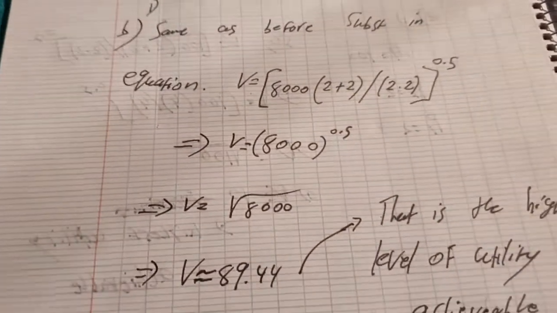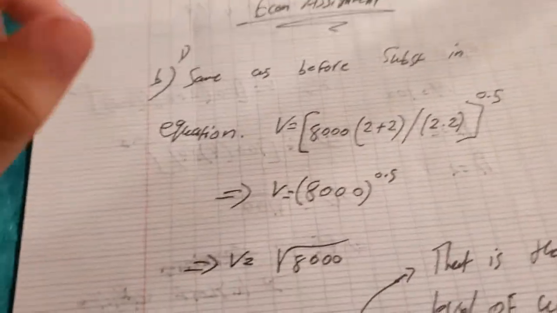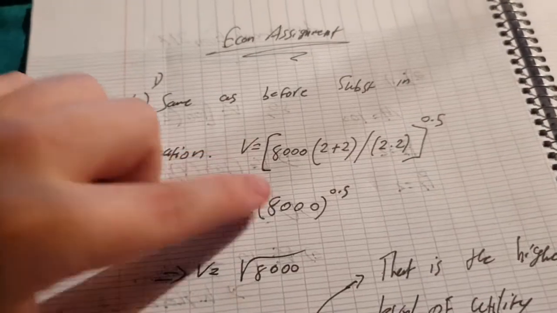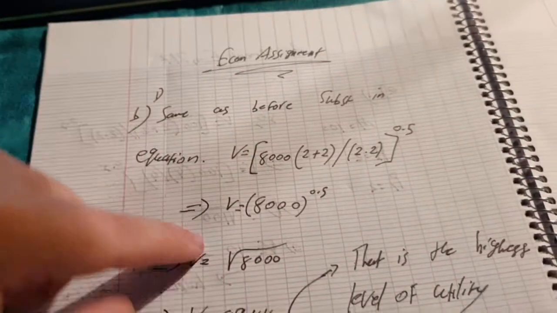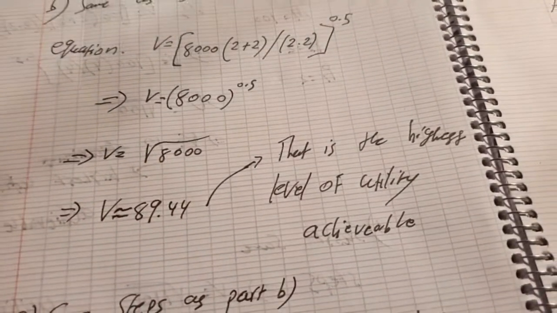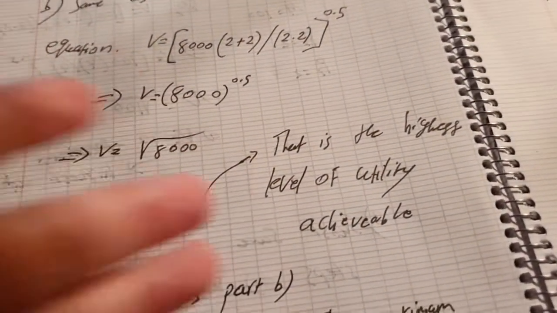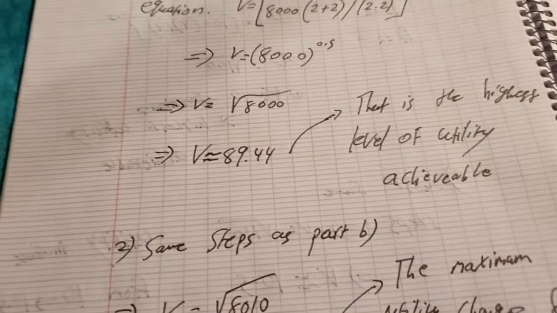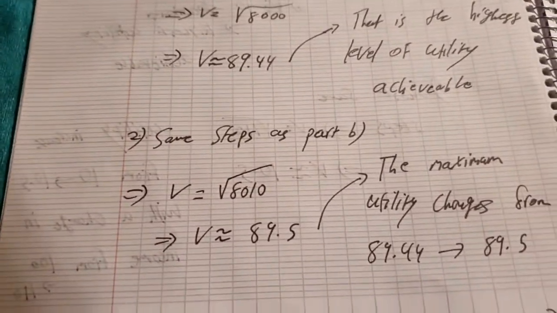In part B, it's basically the same thing, except the income in this case is 8,000. We plug it into the equation, we get V as 89.44. That's the maximum level of utility achievable. Same concept as part A.